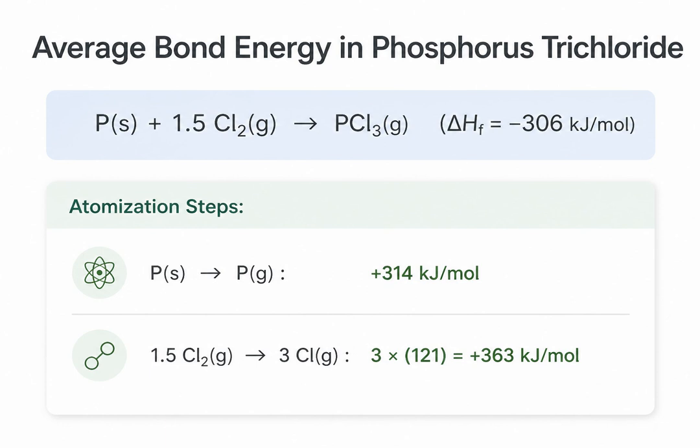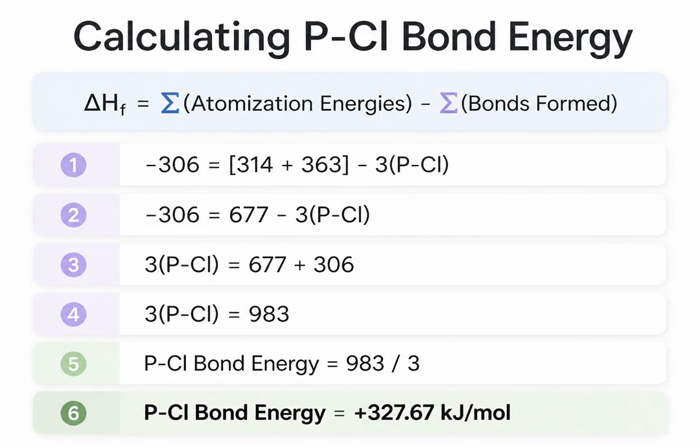For chlorine, we are given the atomization energy directly as 121 kilojoules per mole of atoms. Since our balanced equation requires 3 moles of chlorine atoms, we multiply 121 by 3, giving 363 kilojoules. Now we set up our equation. The enthalpy of formation equals the sum of the atomization energies minus the energy of the bonds formed. So negative 306 equals 677 minus 3 times the PCl bond energy.